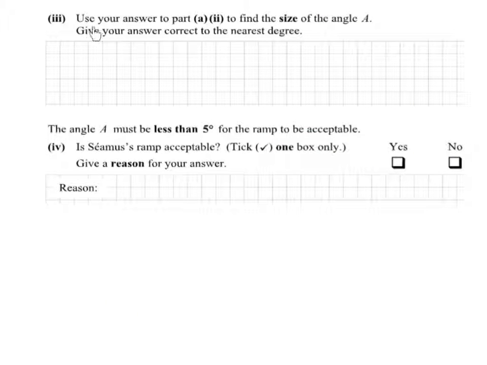Part 3. Use your answer to Part A, Part 2 to find the size of the angle A. Give your answer correct to the nearest degree. The angle A must be less than 5 degrees for the ramp to be acceptable. Part 4. Is Seamus's ramp acceptable? Tick one box only. So we're going to tick yes or no. Give a reason for your answer. So we're going to give a reason for our answer for whichever box we ticked, yes or no.